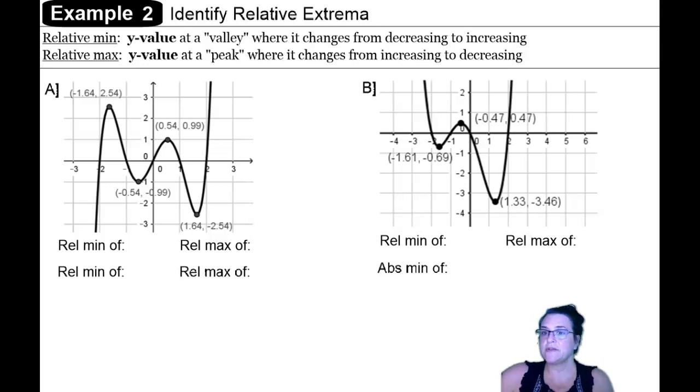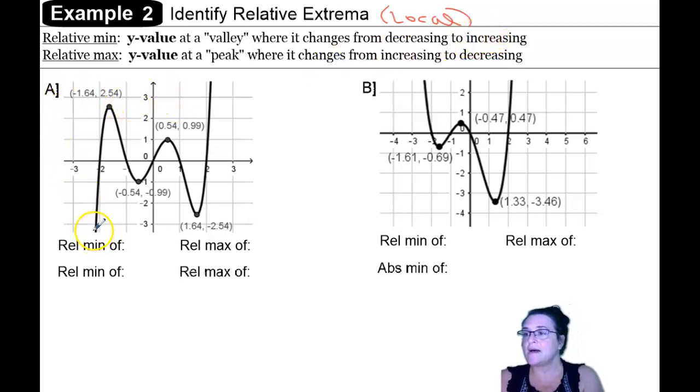So welcome back to our notes for Extrema, and in example 2 we're going to look now at relative or local extrema. If you recall from the book, those are synonyms. So a relative minimum or local minimum is a y value at a valley on the graph where the curve changes from decreasing to increasing.